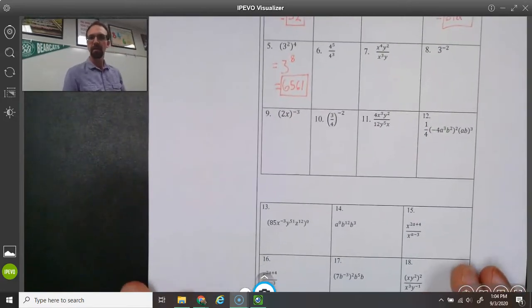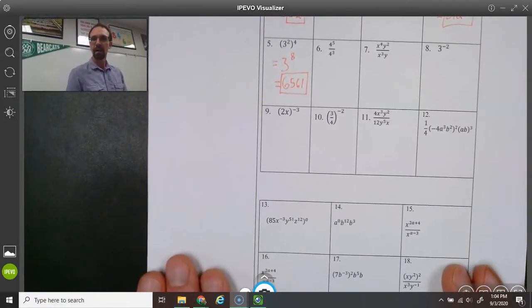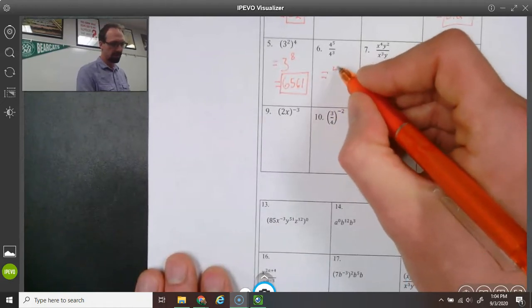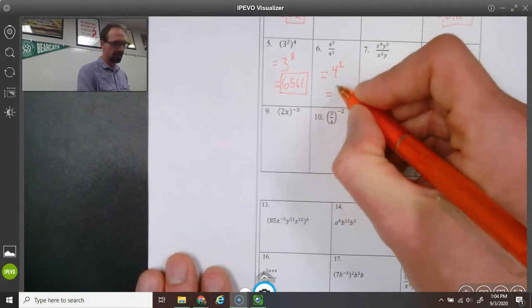And then next, I have 4 to the 5th divided by 4 cubed. So we subtract those. That gives us 4 squared, and then 4 squared is 16.